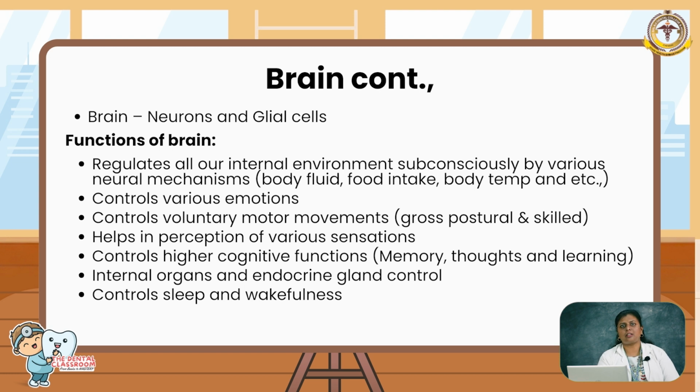So what are the functions of the brain? It regulates all our internal environment, that is the maintaining of homeostasis, which we have read about. That is mainly done through functions like maintaining body fluid, food intake, the thirst of the person, and body temperature. All these mechanisms are maintained with the help of brain function only.